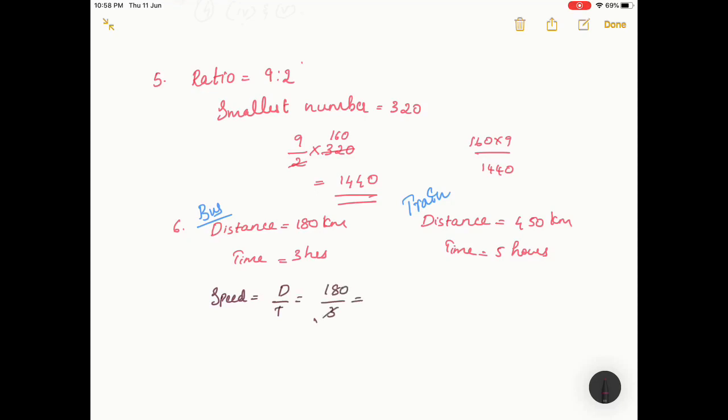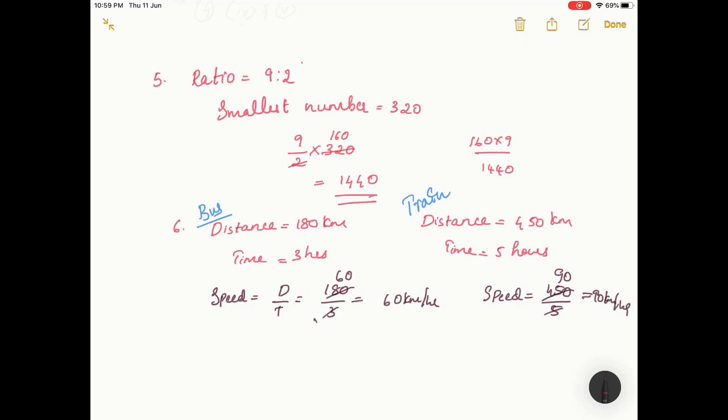It's equal to 60. 3 6s are 18. So 60 km per hour. Next, the distance travelled by the train, the speed is 450 by 5. Again distance by time. 5 9s are 45, so 90 km per hour.